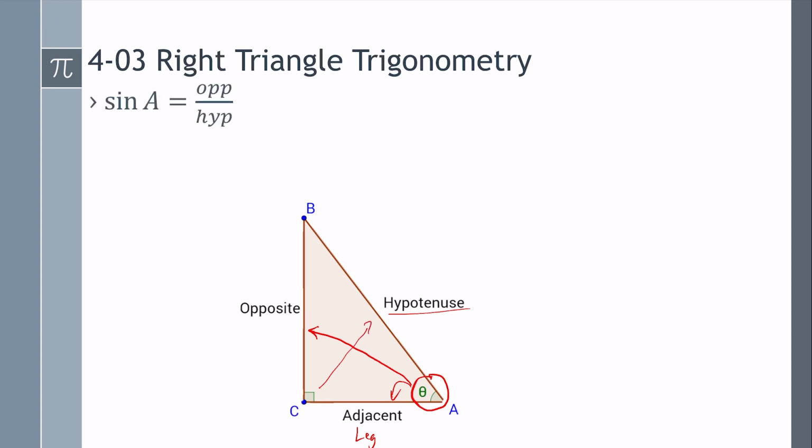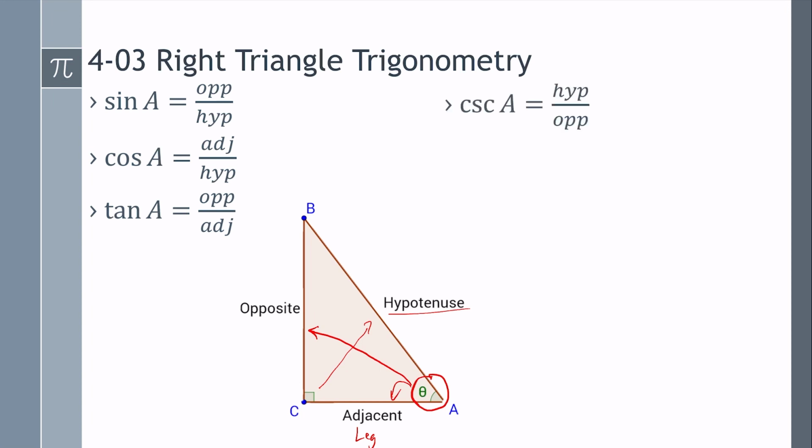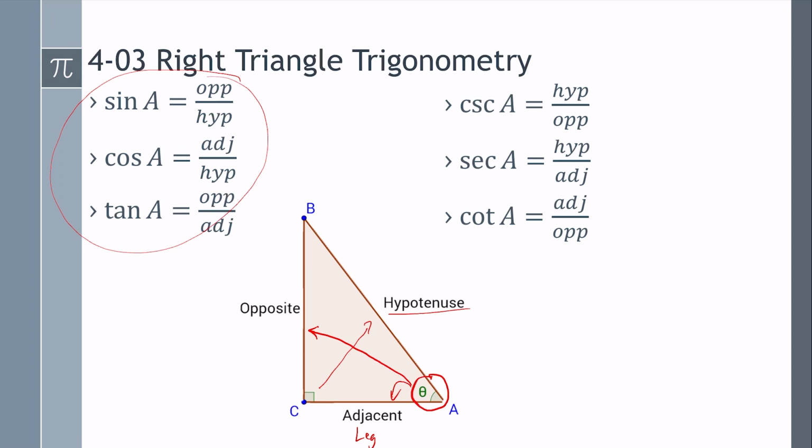The formulas for our trig functions: sine is opposite over hypotenuse, cosine is adjacent over hypotenuse, tangent's opposite over adjacent, and then the reciprocals: cosecant is hypotenuse over opposite, secant is hypotenuse over adjacent, and cotangent is adjacent over opposite. Usually we just memorize these first three and just remember the secant, cosecant, and cotangent are reciprocals.